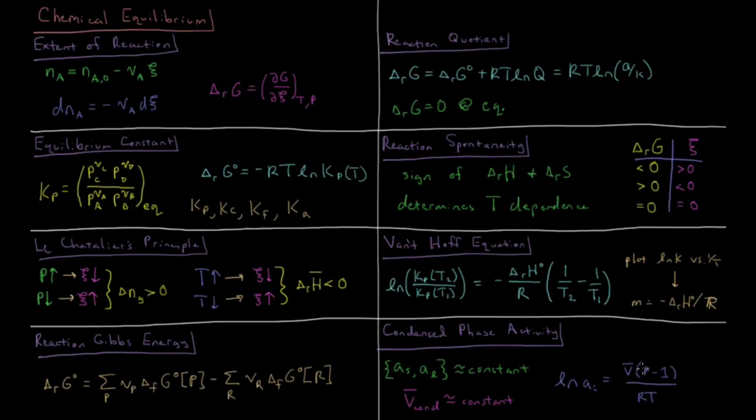So if we're at values of pressure which are approximately 1 bar, and this molar volume is approximately constant, then the natural log of the activity is approximately 0. The natural log of the activity being 0 means the activity is approximately 1. So adding in the activity of a solid or a liquid in an equilibrium constant would effectively just be multiplying by 1.